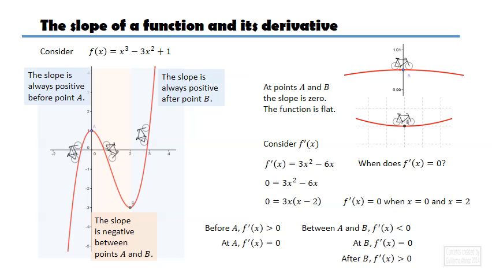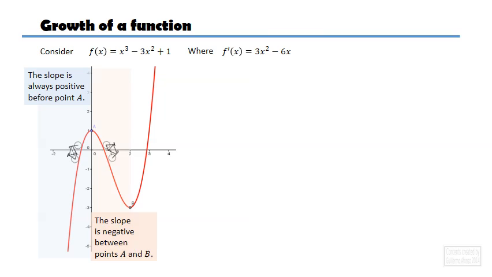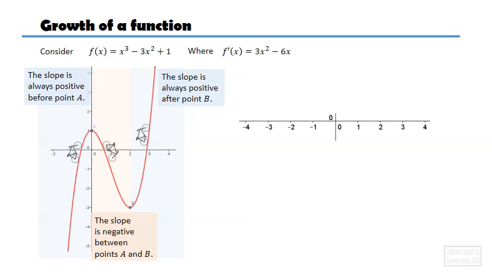Now, we can actually talk about the growth of the function. This is how you do it. Here's my function again. I know the derivative already. And here is the function drawn. Again, the slope is positive before point A, negative between points A and B, and positive after point B. So here is an x-axis. Now, you might be asked to draw this. What's going to happen here?